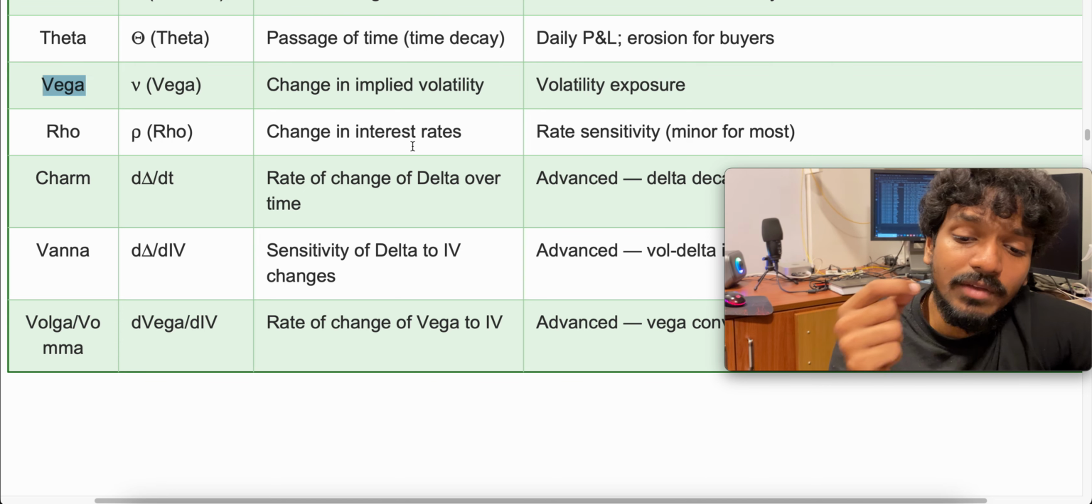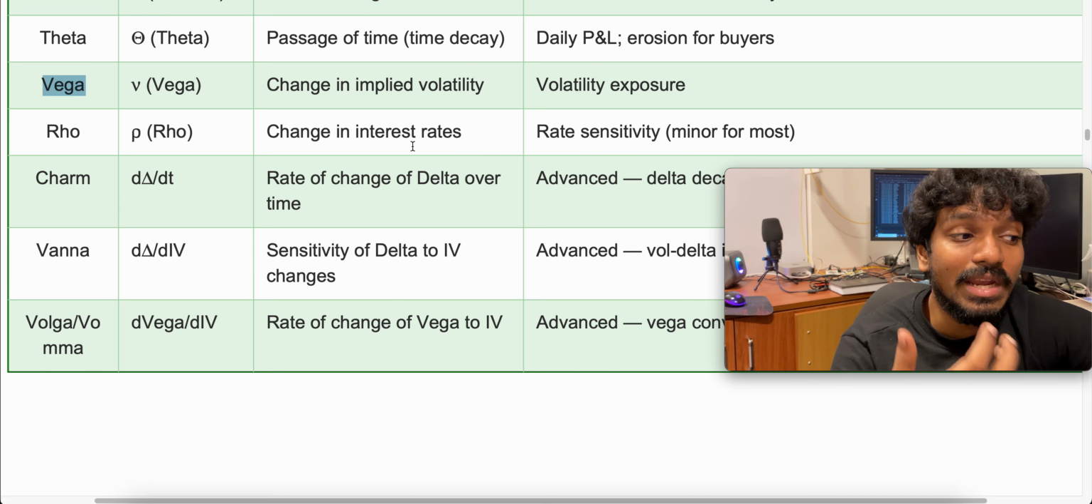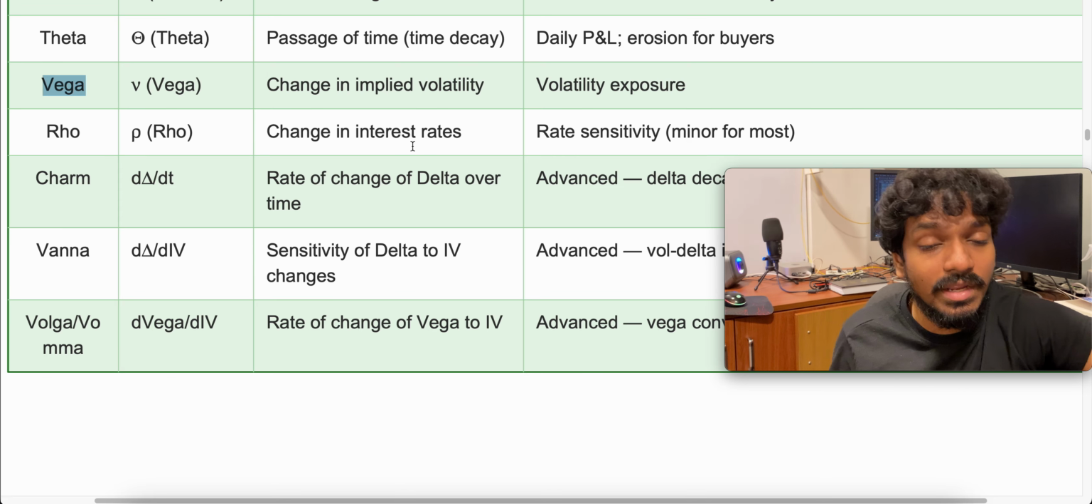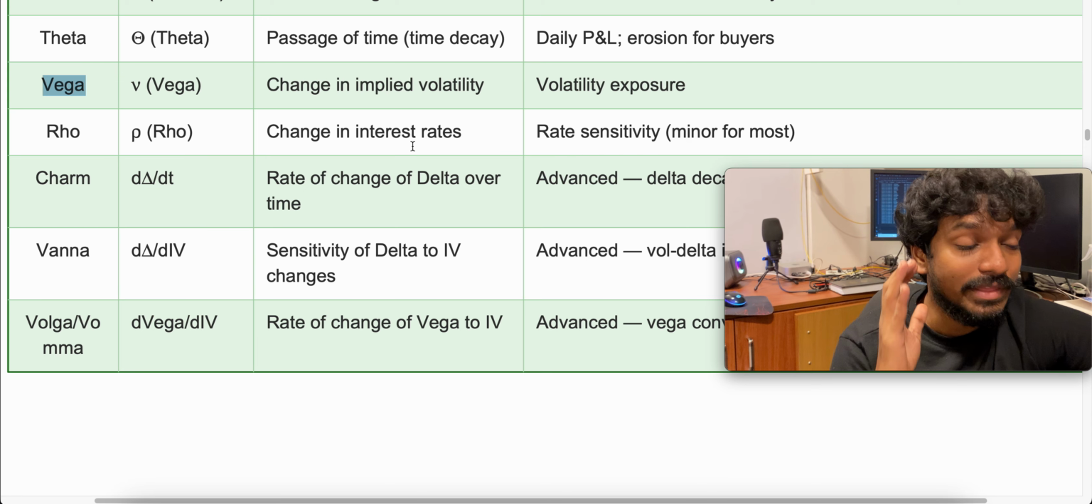For example, if the volatility is higher, how much can the market change? For finding out the change implied by the volatility, you are going to use vega.